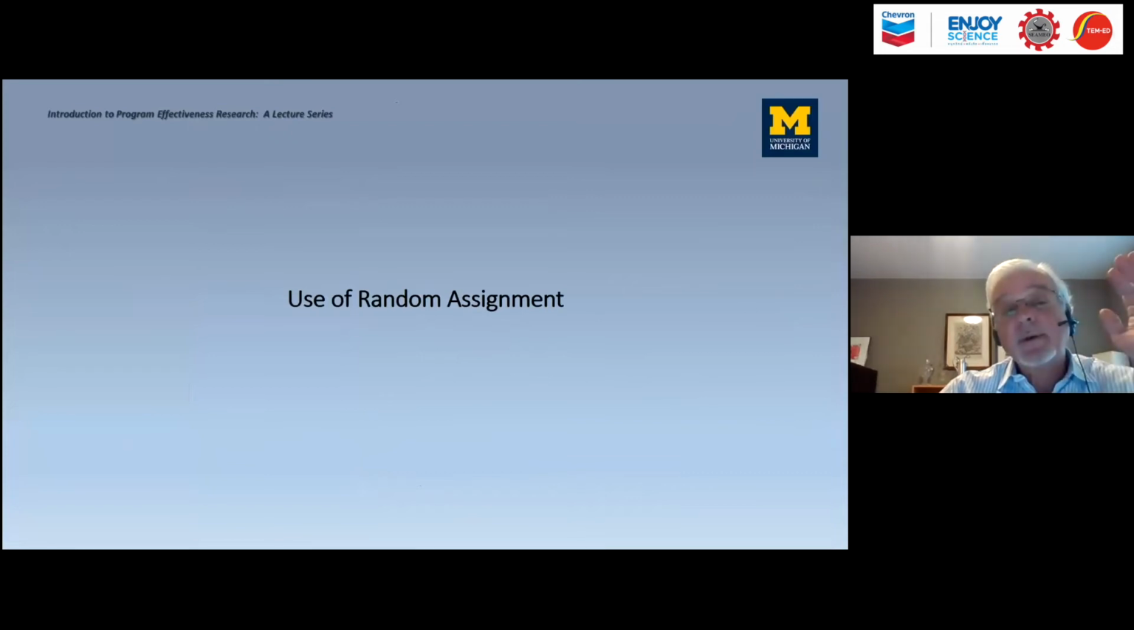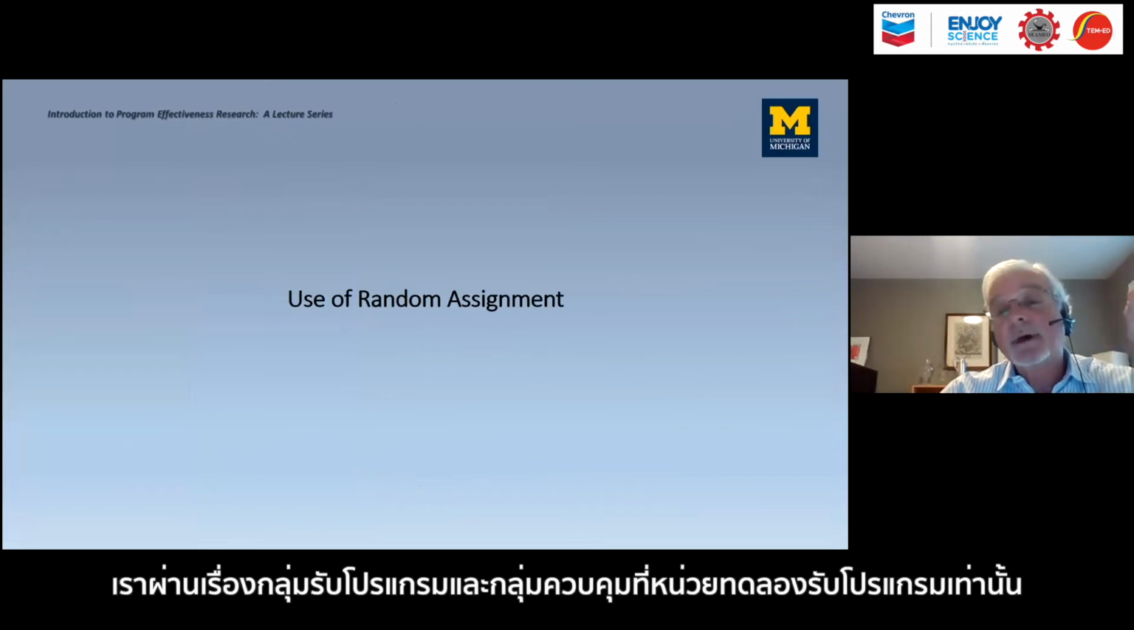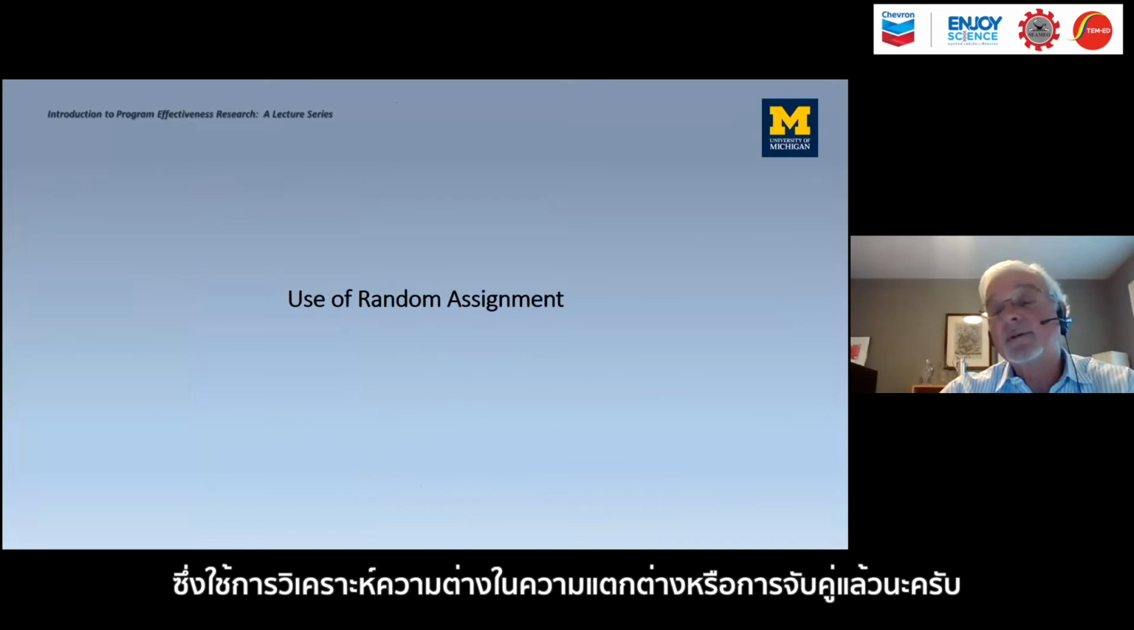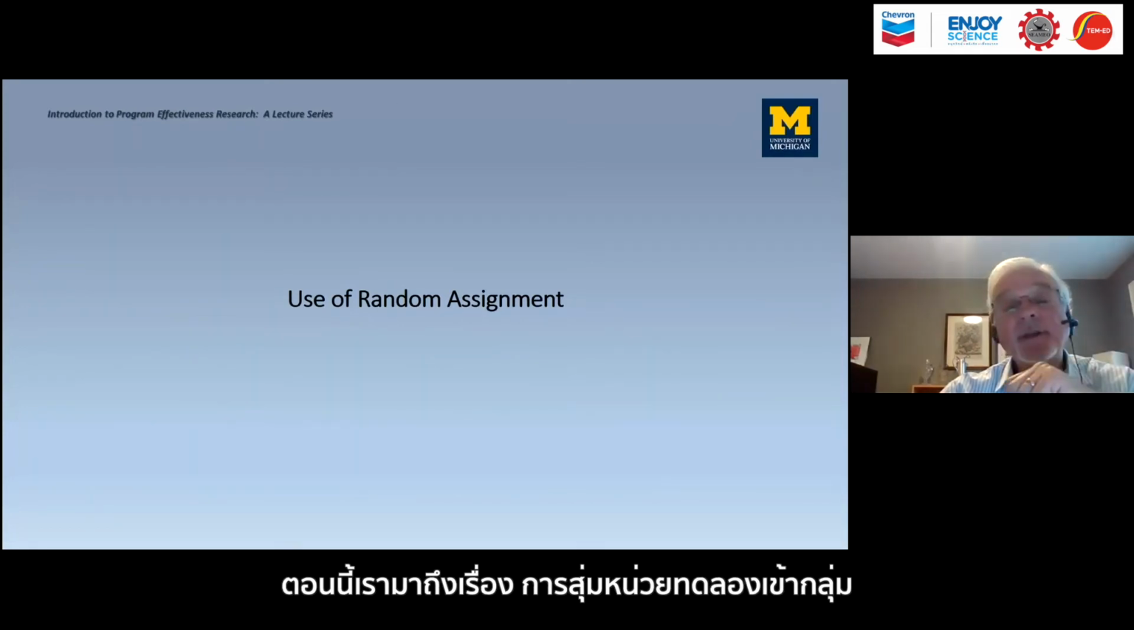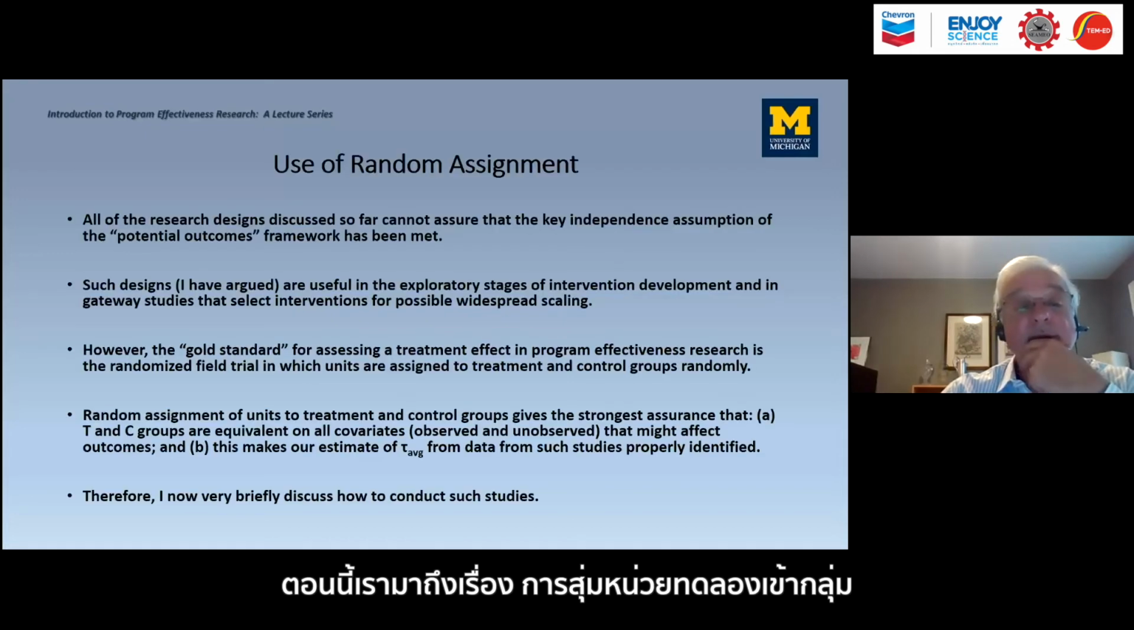So we've gone through treated only subjects, treatment and control groups that use either the difference in difference approach or matching. Now we come to random assignment.